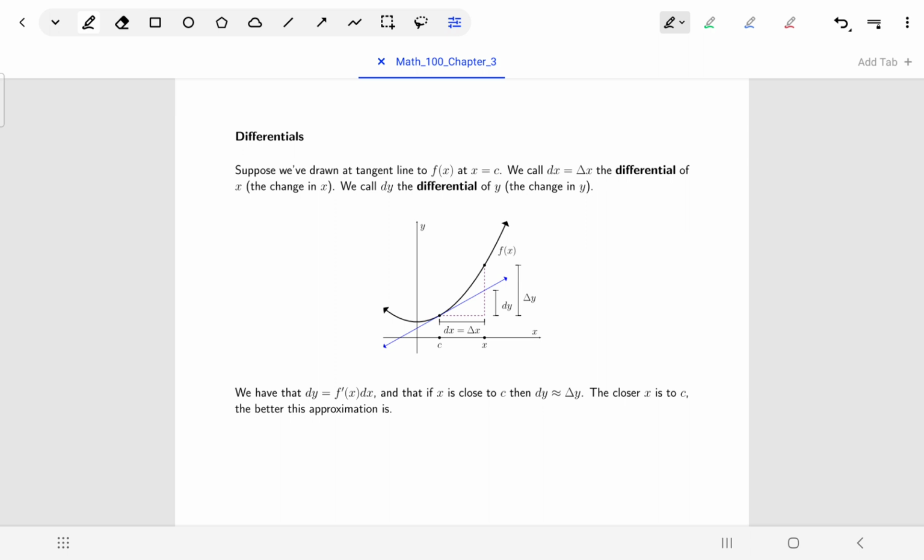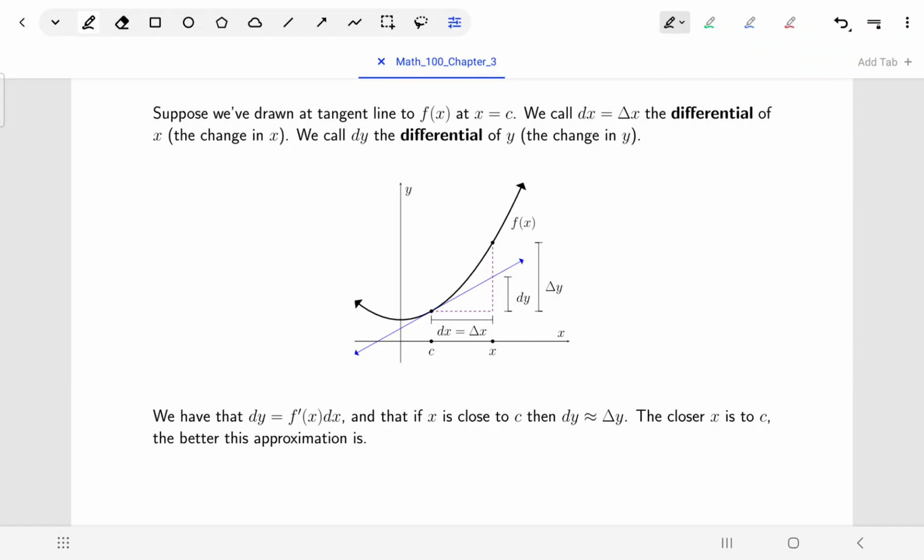Welcome back. In the second part of this section, we're going to look at differentials. So again, starting with the beginning of us having a tangent line drawn at some point C, if we're thinking about the change that we have, there's a change in x and a change in y for both the tangent line and also the curve.